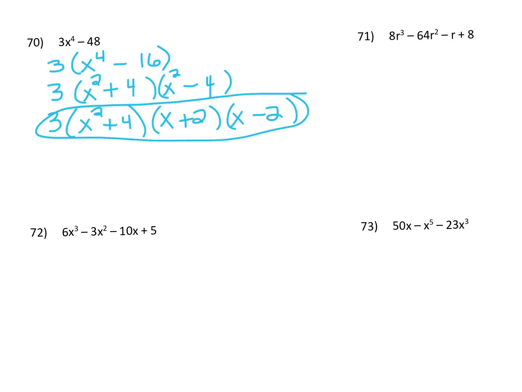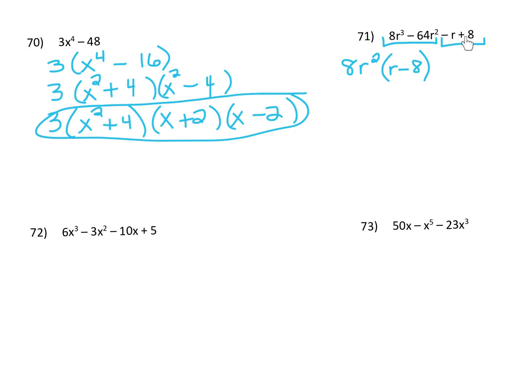Okay, in number 71, you want to look and say, can I factor out something from all 4 terms? No, we cannot. So when you have 4 terms, we know we want to group. We group together the first 2 terms, and we group together the last 2 terms. So out of the first 2 terms, we could pull out an 8r squared, which is going to leave me with r minus 8.